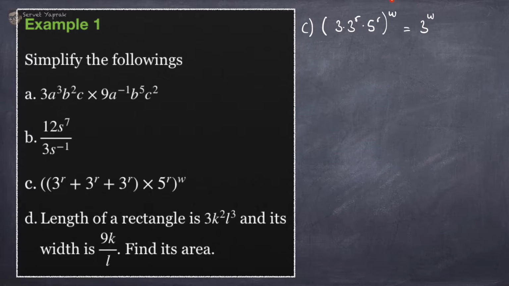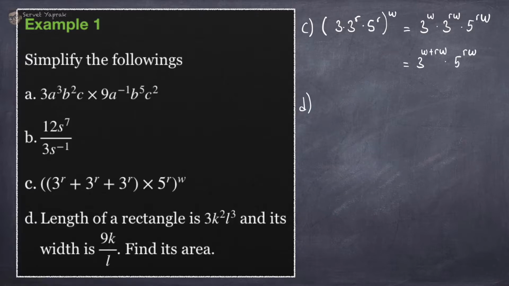This w belongs to each term in the bracket, so 3 to the power of w times 3 to the power of wr and 5 to the power of rw. And because we have the same base here, we can add the powers up. So we have 3 to the power of w plus rw times 5 to the power of rw.